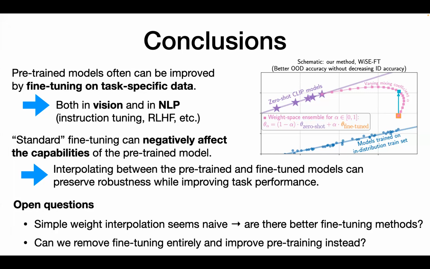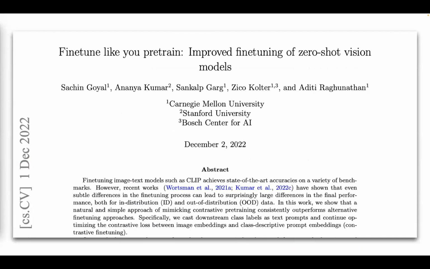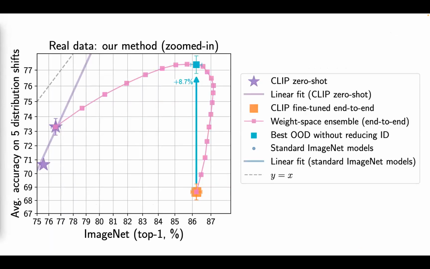Thanks for the great talk. I noticed on the interpolation curve, there's an optimal region of alphas where the fine-tuned model, when you average it with the pre-trained model, will actually perform better on the fine-tuned task as well.